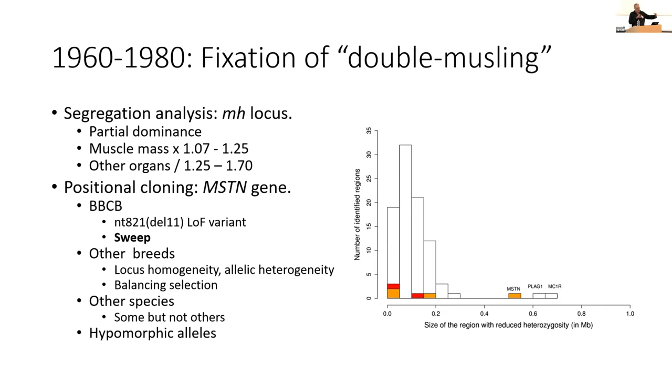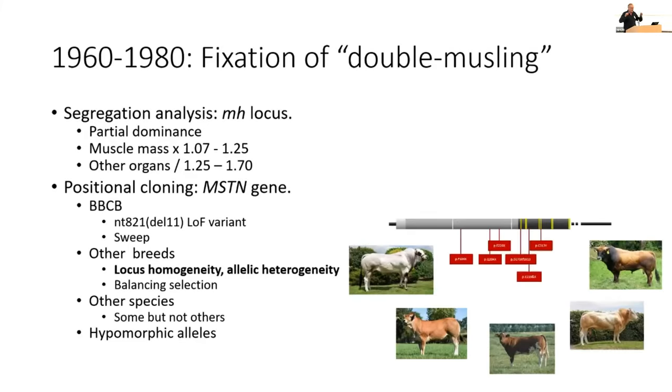So at that time, people thought that this mutation was coming from England, and this phenotype had been described in multiple breeds, and the story was that all these breeds were sharing the same identical-by-descent mutation. And in fact, when we looked at all the European breeds in which they described this double muscle phenotype, it was every time a distinct mutation. So there was a clear phenomenon of locus homogeneity. It was always the same gene that was coming out, but these were independently captured by selection. There was a lot of allelic heterogeneity.